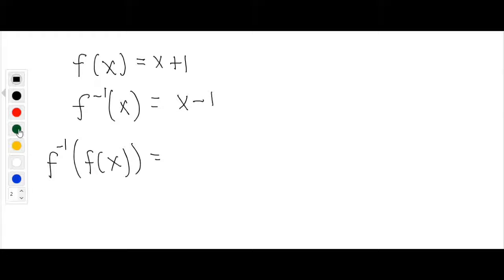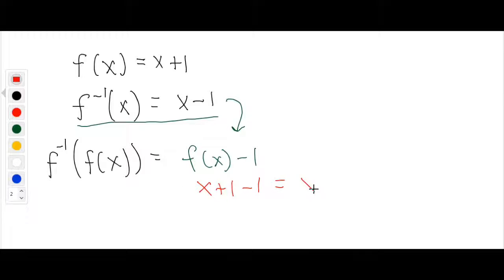What I usually do to prevent myself from making mistakes, since this is kind of a composition function, is just plug that in here for this. So in this case, it'd be f of x minus 1 from this equation that was brought down here. And then you're just left with x plus 1 minus 1, which equals x. That proves that it is indeed an inverse function.